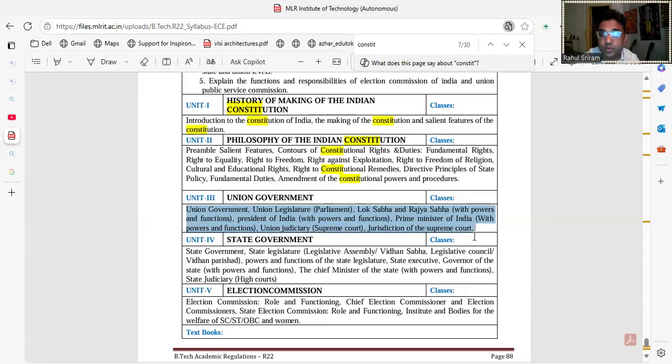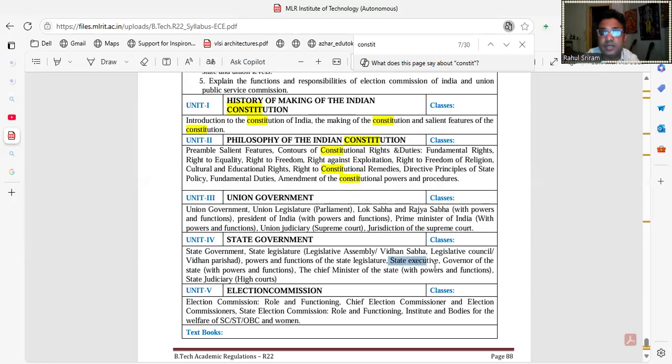The jurisdiction of the Supreme Court. Next, state government. State legislature means the Legislative Assembly, Vidhan Sabha, and the Legislative Council, Vidhan Parishad. Legislative Assembly is Vidhan Sabha. Legislative Council is Vidhan Parishad. And the powers and functions of the state legislature, of the Legislative Assembly and Legislative Council.